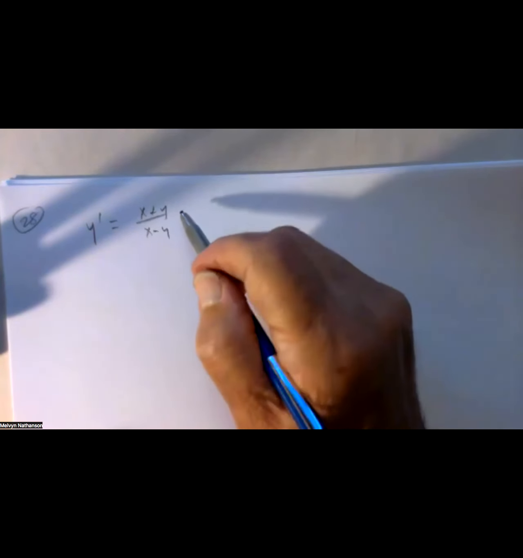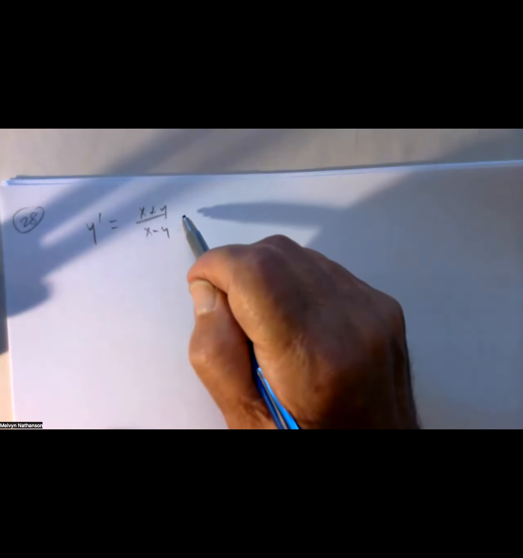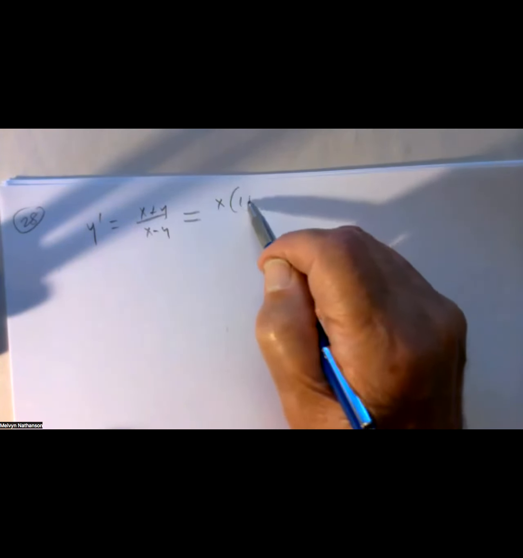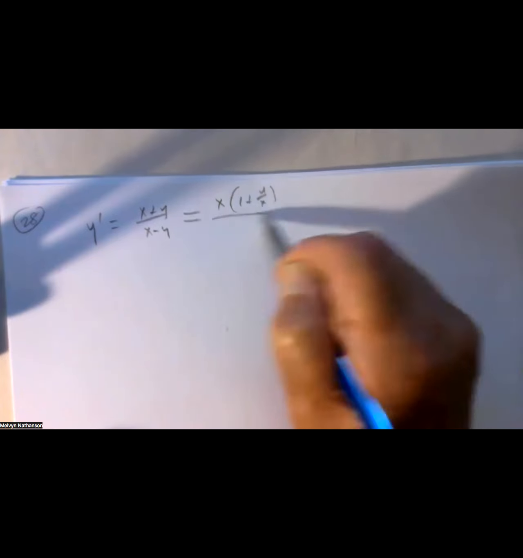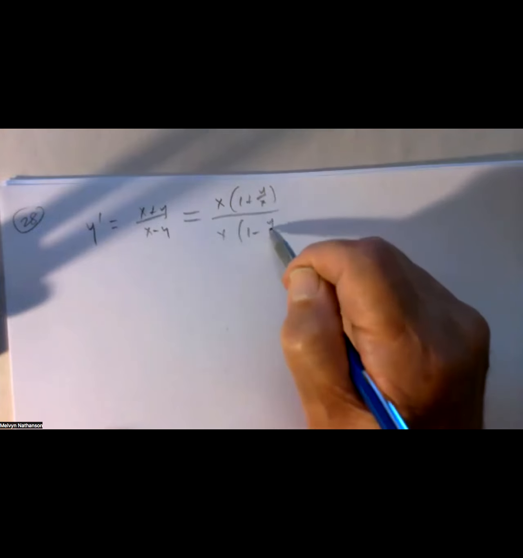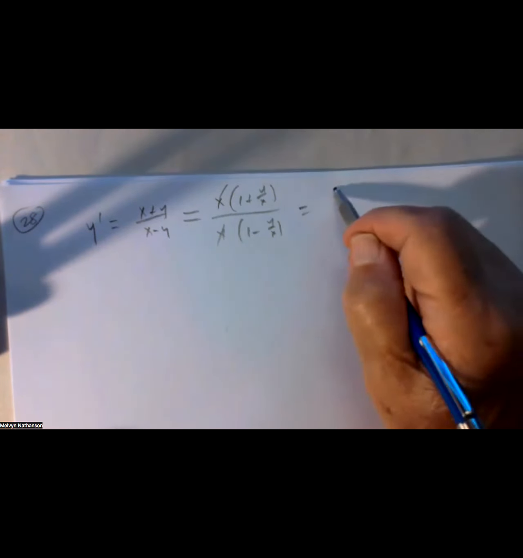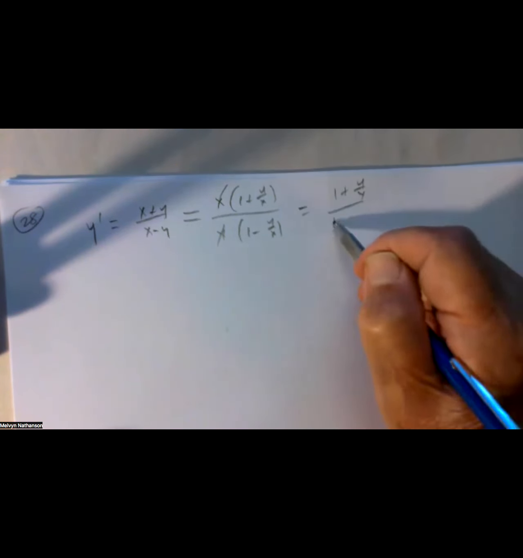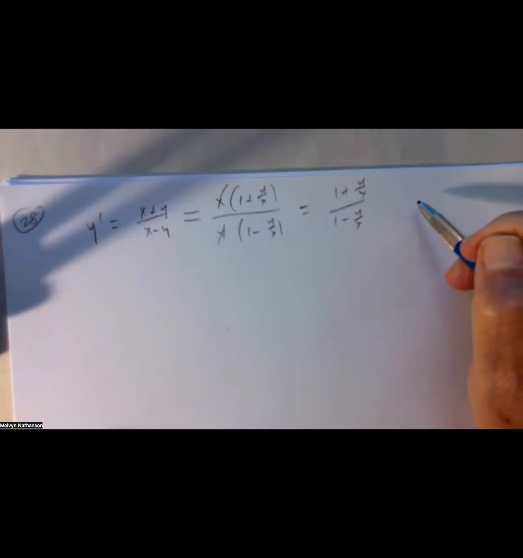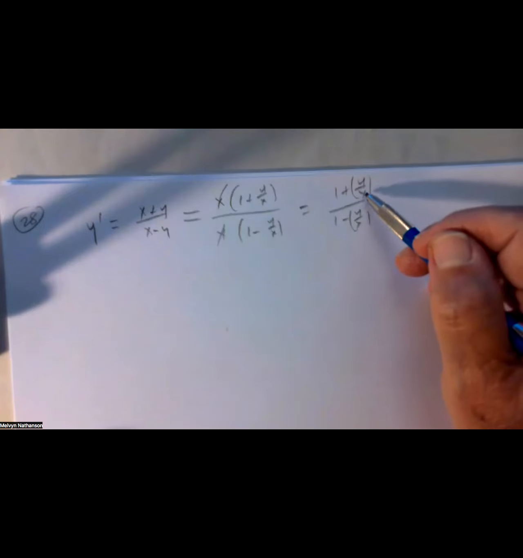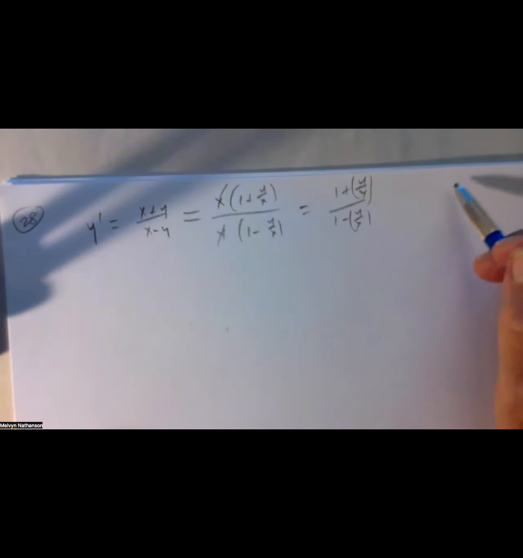Now this doesn't look homogeneous at first glance, but if you factor an x out of the numerator, you get x times 1 plus y over x. If you factor x out of the denominator, you get 1 minus y over x. And these x's cancel, at least for x different from 0. So you get 1 plus y over x over 1 minus y over x. So now this is homogeneous because this only involves the ratio y over x.